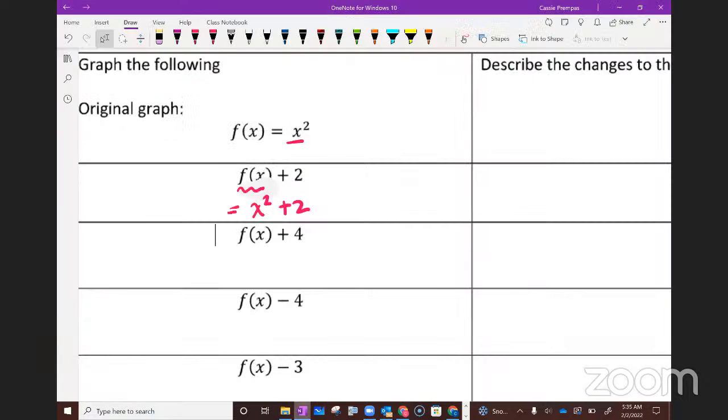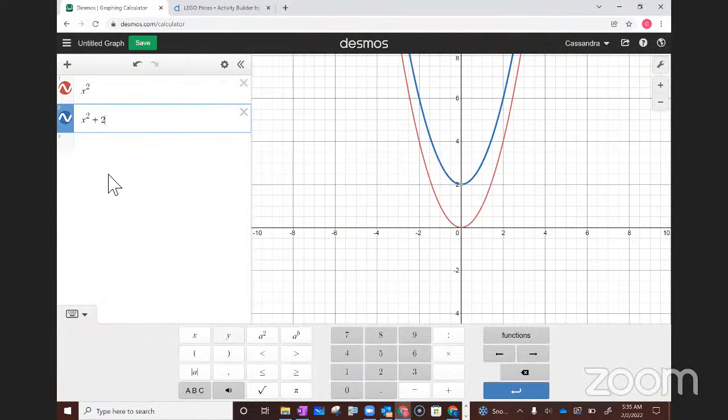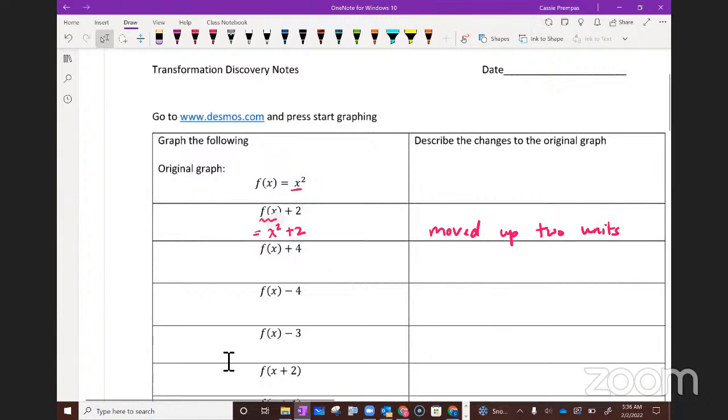So in my discovery notes, I'm going to go ahead and say what happened to the graph. It moved up 2 units. So hopefully that makes sense. And then what I would do after that is, like for the next one, we're seeing what happens if you add 4. So just change the graph that you're moving, see how does it change, but keep the original graph, the x squared. So as I look at that, I can see, oh, that moved up 4 units.